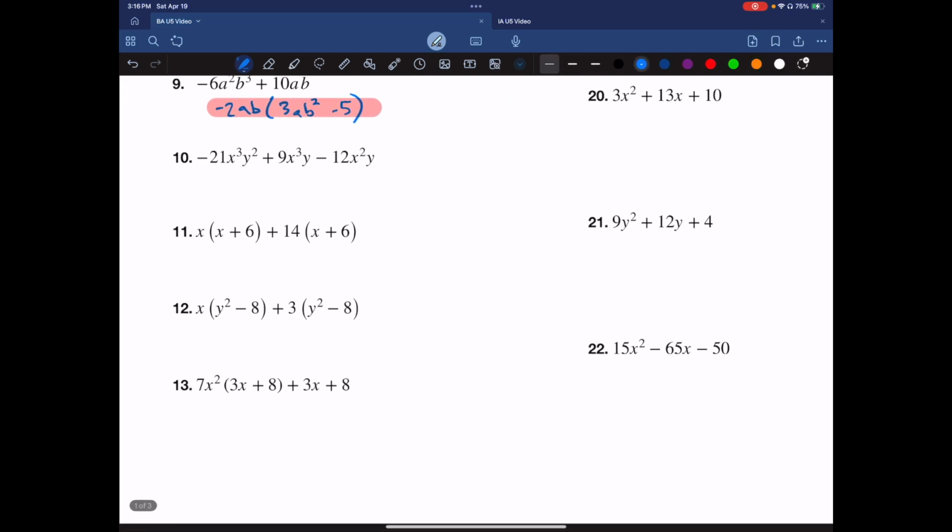On number 10, once again, when in doubt, take it out. So I'm going to take out the negative. I'm going to take out a negative 3. Let's see, I got x cubed, x squared, so I can take out an x squared. I got y squared, y, and y, so this is going to be y.